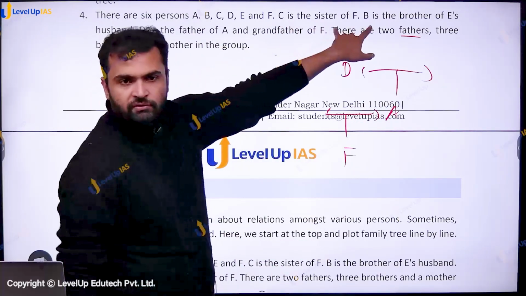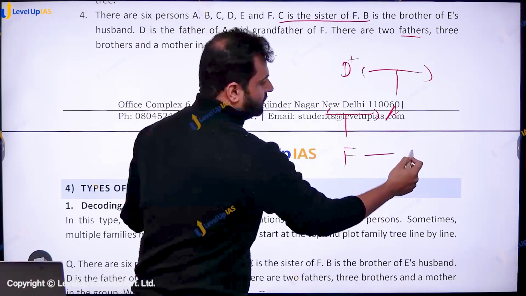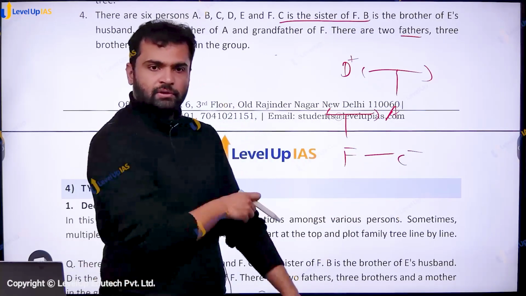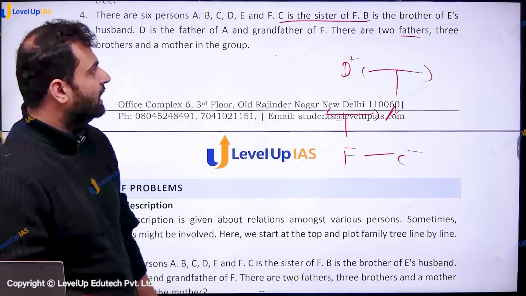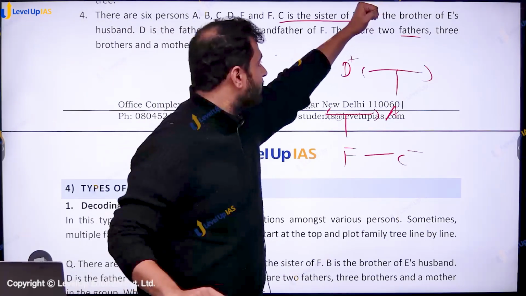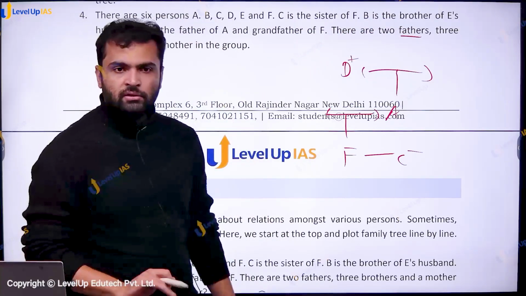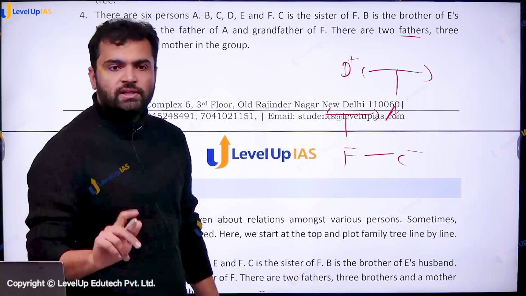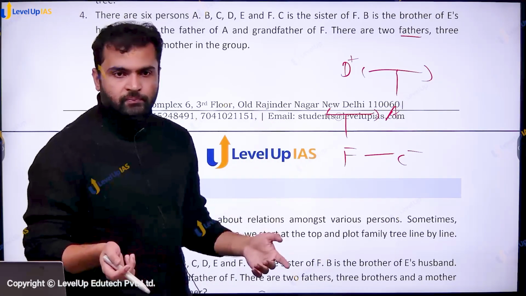C is the sister of F. Fine. That is all the information we have, except this. B is the brother of E's husband. So there is one husband involved of E.